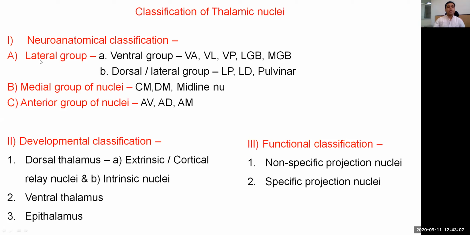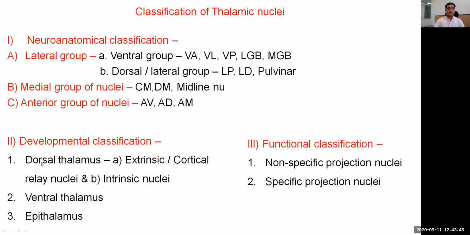Neuroanatomically, it has a lateral group, medial group, and anterior group. The lateral group is of two types: ventral group and dorsal group. The dorsal group is also called the lateral group. The ventral group has ventral anterior, ventral lateral, ventral posterior, lateral geniculate body, and medial geniculate body. Whereas the dorsal or lateral group has lateral posterior, lateral dorsal, and the pulvinar. The medial group of nuclei contains centromedian, dorsal median, and midline nuclei. The anterior group of nuclei has anterior ventral, anterior dorsal, and anterior medial nuclei.